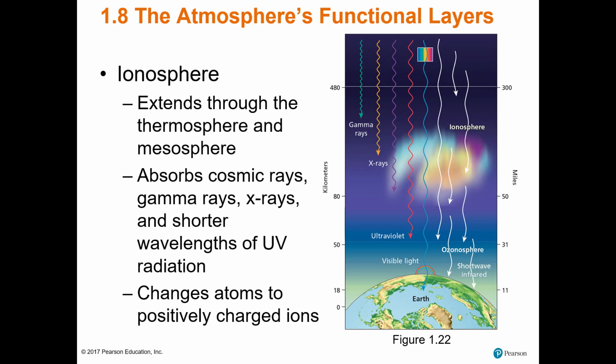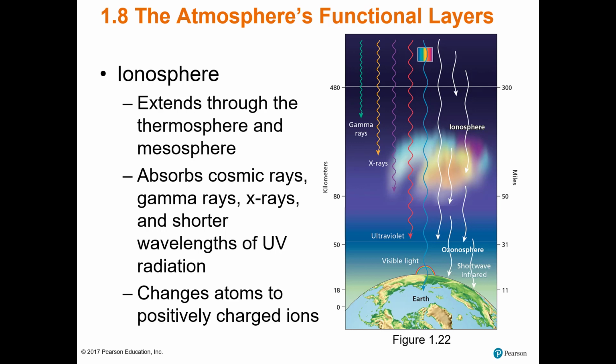I also want you to notice that the different functional layers of the atmosphere block different portions of the electromagnetic spectrum. So gamma rays and X-rays do not reach down to the ozonosphere. Ultraviolet does reach down to the ozonosphere, and the visible portions of light go the furthest to the surface of the Earth, and shortwave infrared energy also reaches the surface of the Earth.